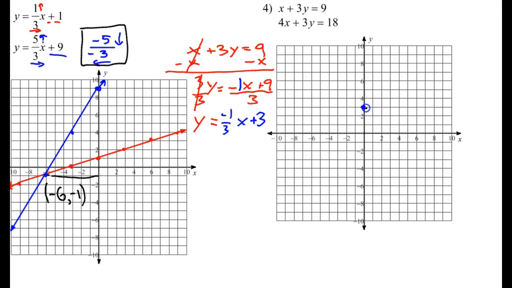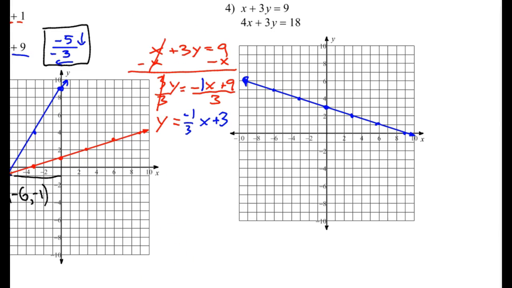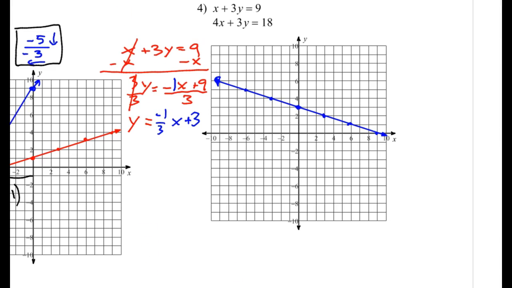Start at 3. Go down 1, right 3. Down 1, right 3. Down 1, right 3. Remember, if you have a negative slope, it should be going down. And use the other one.